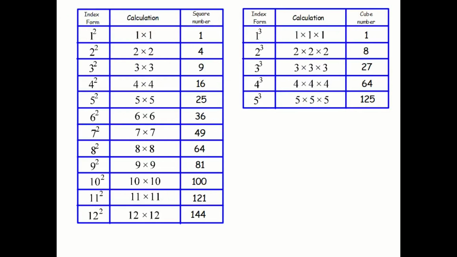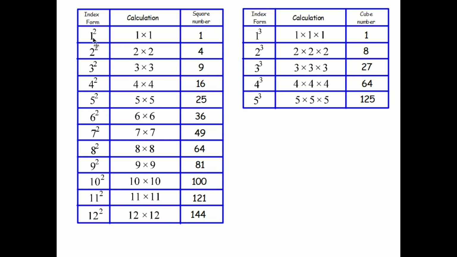Okay, I have put here in the table the first 12 squared numbers and the first 5 cube numbers. I strongly recommend that you learn these. They're going to come in very useful for you if you learn them. So let's just have a quick look. So this is index form. What does it mean? 1 times 1. What does this mean? 5 times 5. What does this mean? 9 times 9. And the result is your squared number.